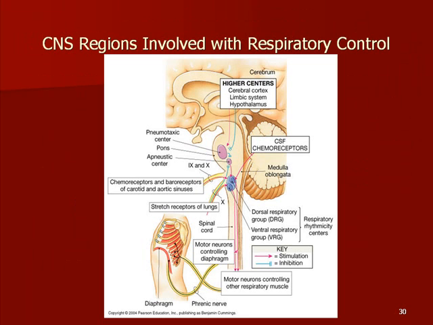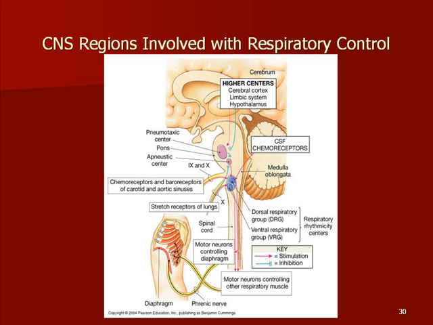This is an illustration taken from your textbook that demonstrates the CNS regions involved in respiratory control. The higher centers include the cerebral cortex, limbic system, and hypothalamus and its location. There is the pneumotaxic center, the pons, and the apneustic center that I have talked about earlier.